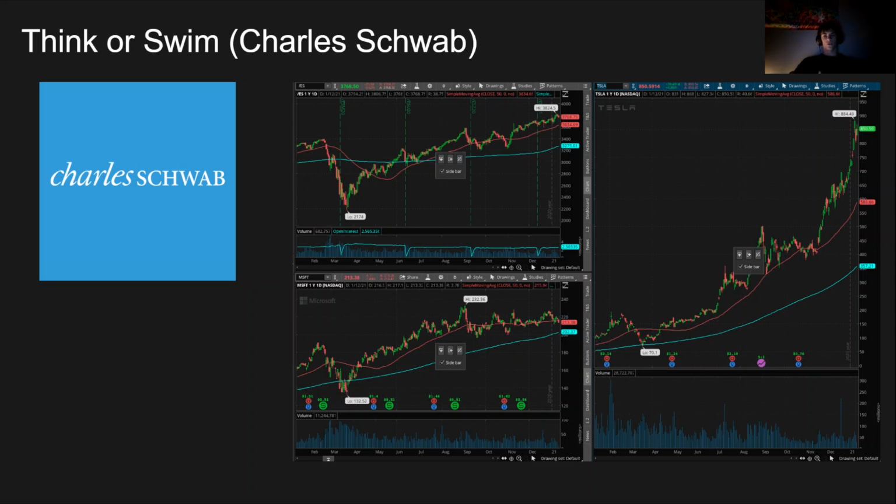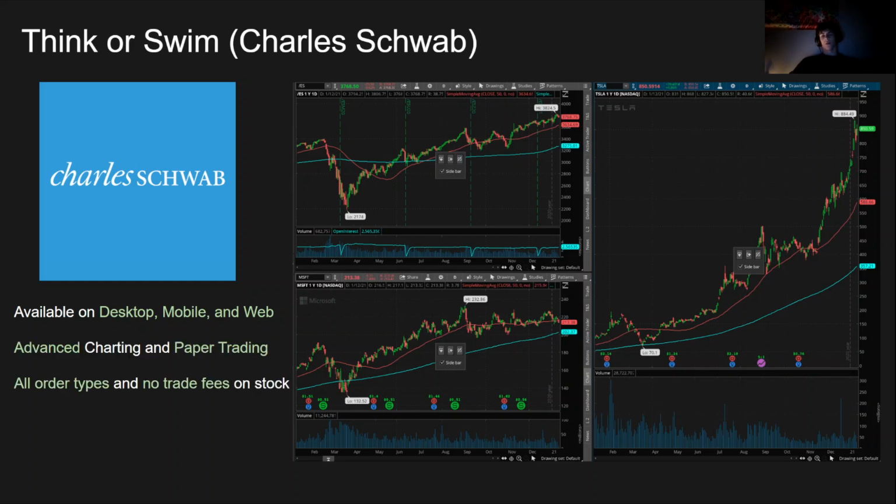As far as brokers go, I think that the best overall approach is going to be Thinkorswim by Charles Schwab. They are on desktop, mobile, and web. They have advanced charting and paper trading. Paper trading is just when you trade with not real money to test executions and your strategy, etc. They have all order types and no trade fees on stock. They have free market data for level 1 and level 2. And they have custom scripting.